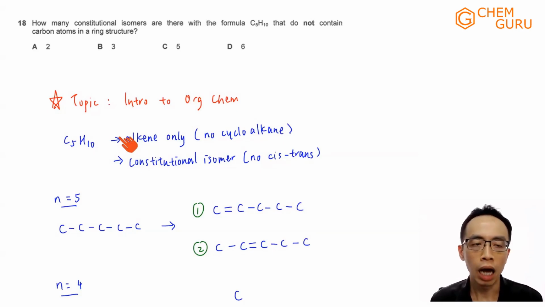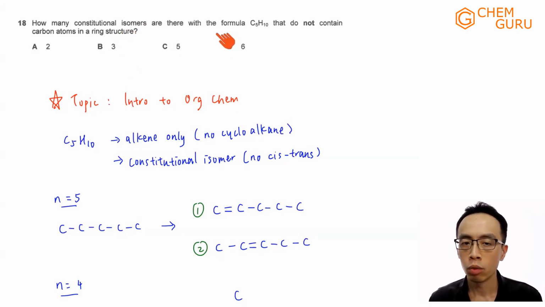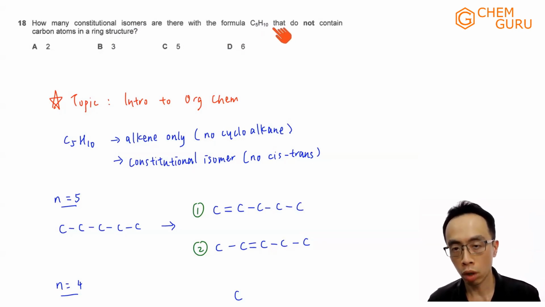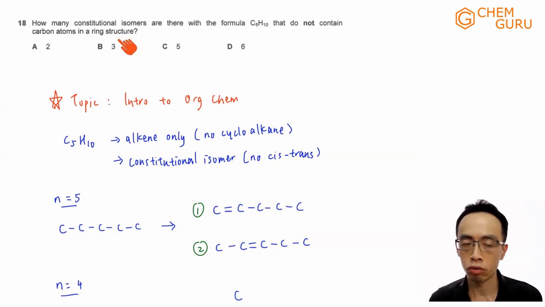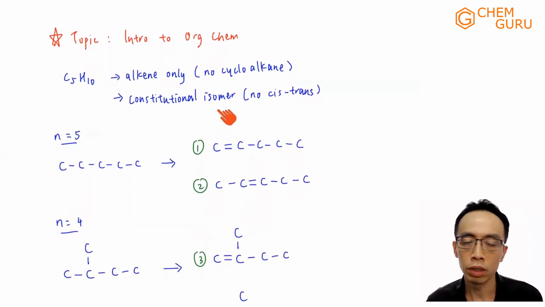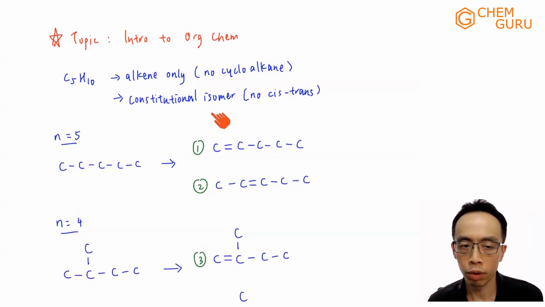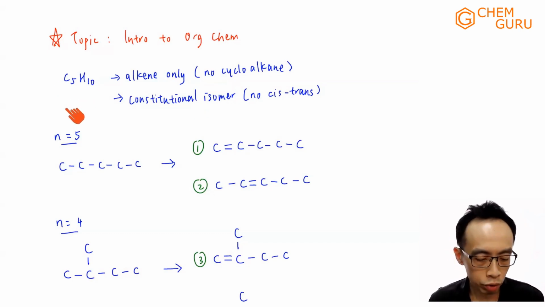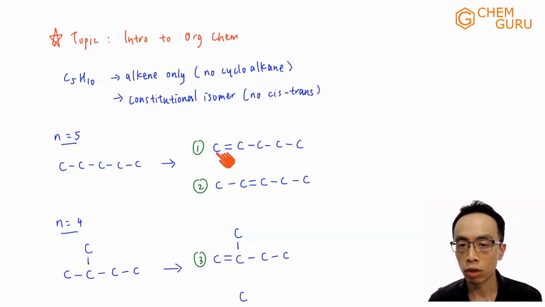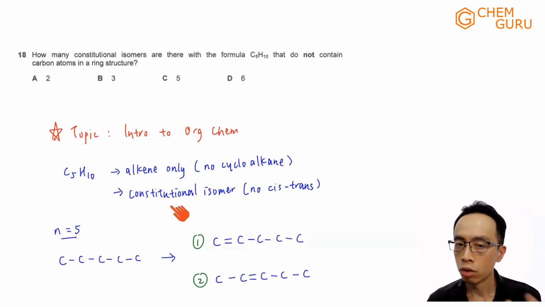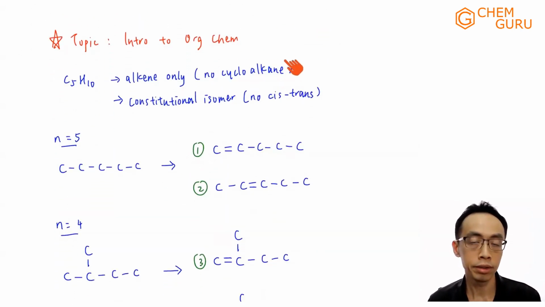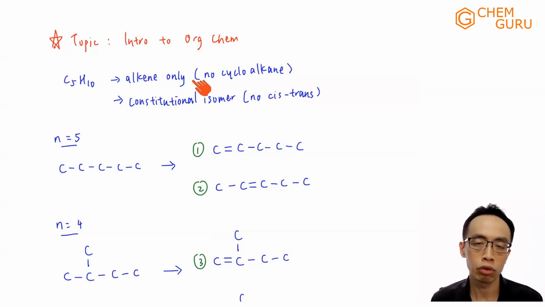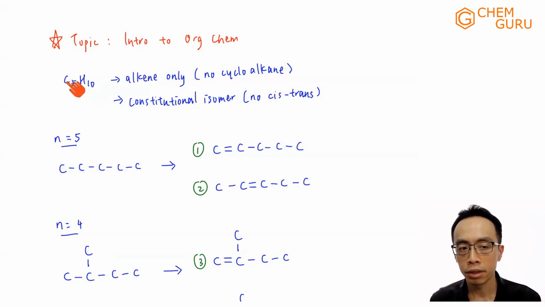Next, how about question 18? How many constitutional isomers are there with the formula C5H10 that do not contain carbon atoms in a ring structure? The topic tested in this question will be Intro to Organic Chem. We try to draw all the possible constitutional isomers based on the molecular formula C5H10. The question also tells me that I don't want a ring structure, so we can rule out cycloalkanes, and we only need to focus on my alkene functional group because the general formula in this case is CnH2n, consistent with my alkene functional group where there's only one C double bond C.